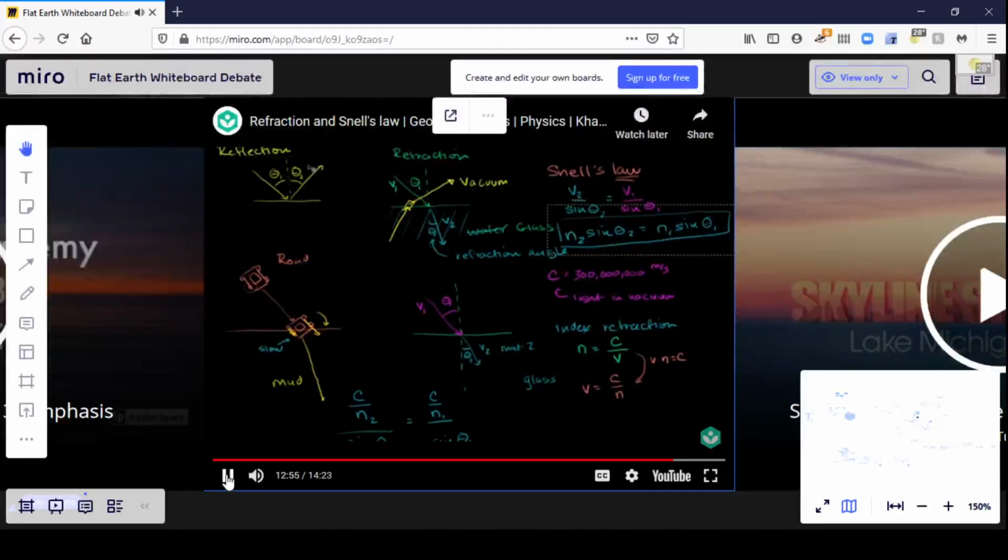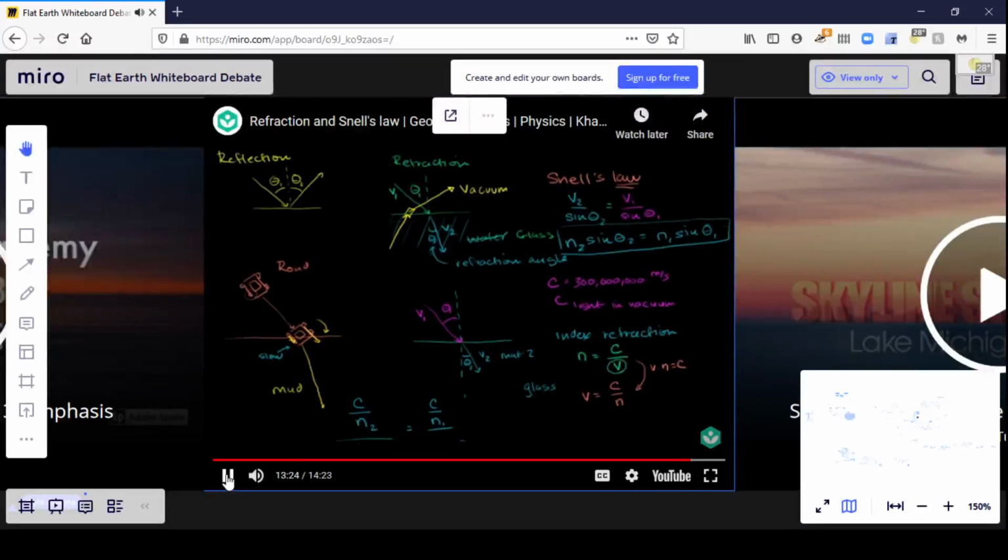One deals directly with the velocities, the ratio of the velocity to the sine of the incident or refraction angle. And here it uses the index of refraction, where the index of refraction is just the ratio of the speed of light to the actual velocity. So something where light travels really slowly, this will be a smaller number, and if this is a smaller number, this is a larger number.